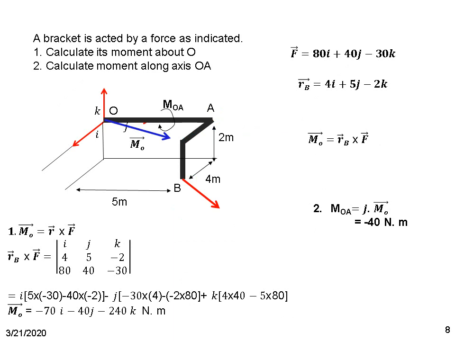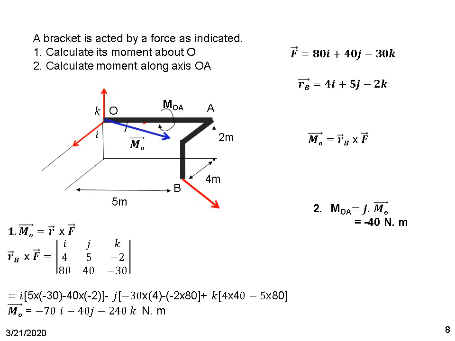Now another problem. Here is another bracket OAB. You need to calculate the moment about O and the moment along the axis OA of a given force. The force given is 80I plus 40J minus 30K.